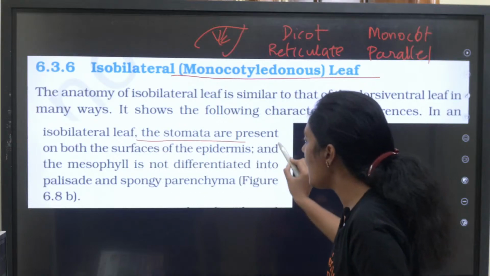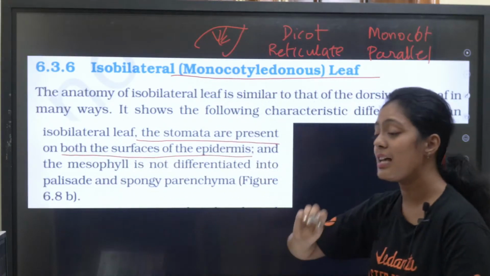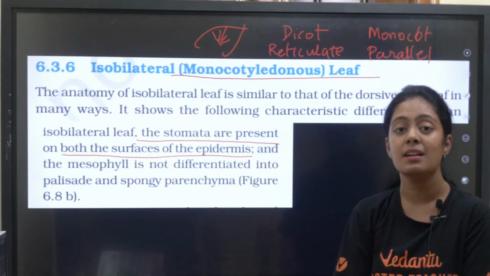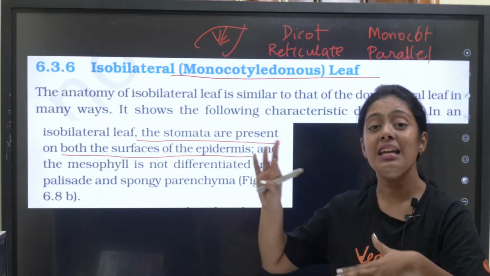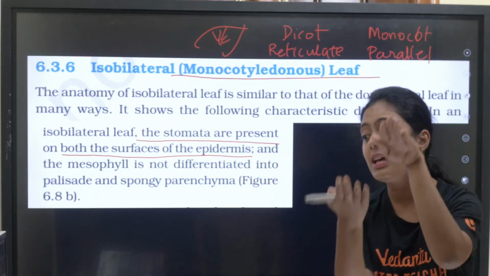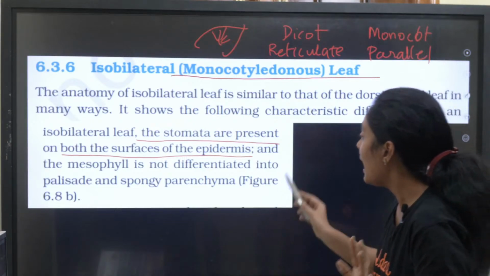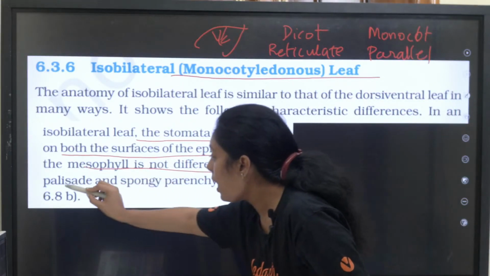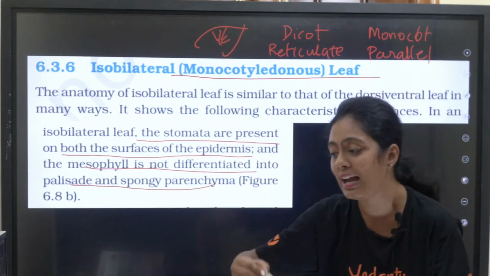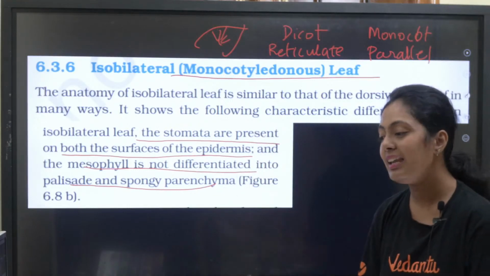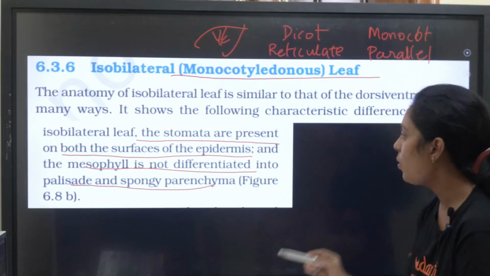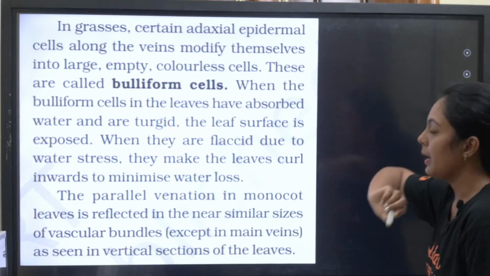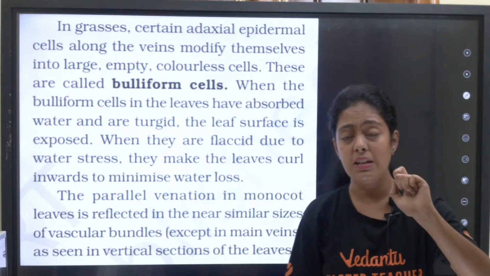The stomata are present on both the surface of the epidermis. Okay, உங்க டைகாட்ல ஸ்டொமாட்டா வந்து கீழே மட்டும் தான் இருந்துச்சு. இங்க வந்து ஸ்டொமாட்டா மேலேயும் இருக்கு, கீழேயும் இருக்கு. Okay, and the mesophyll is not differentiated into palisade and spongy. Very good. So இங்க வந்து mesophyll வந்து differentiate பண்ணப்படல. Okay, yes. We'll try to understand this. This is very, very important.